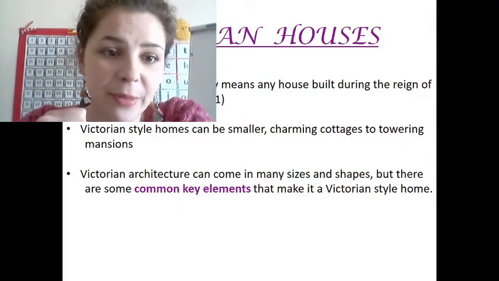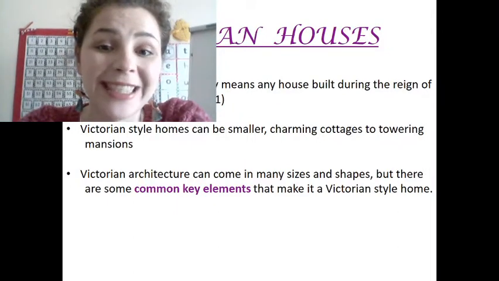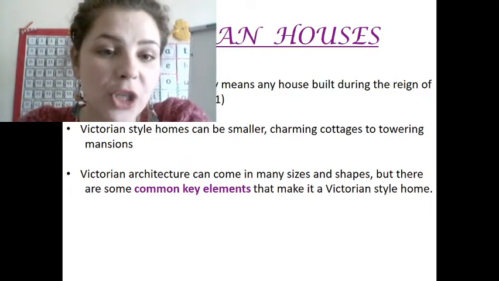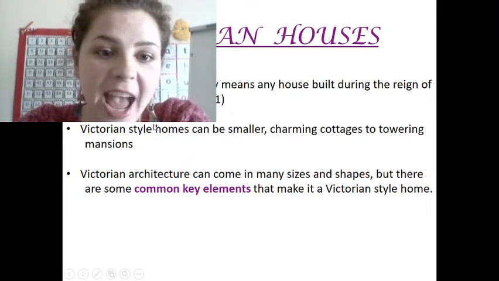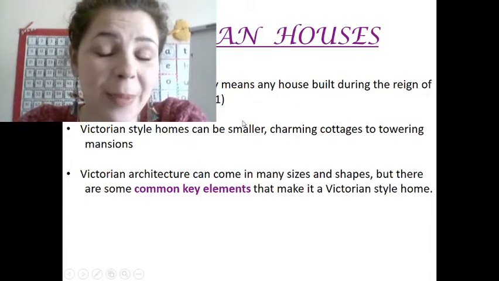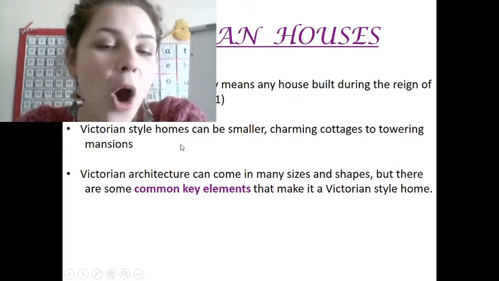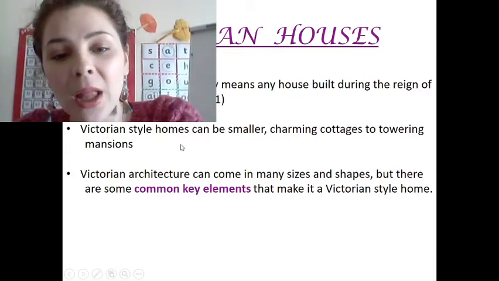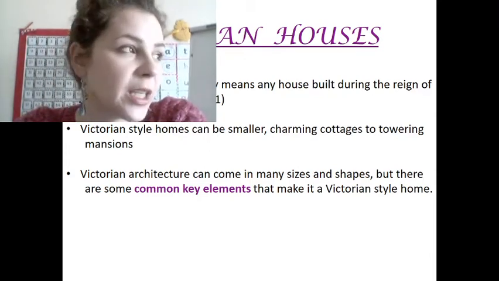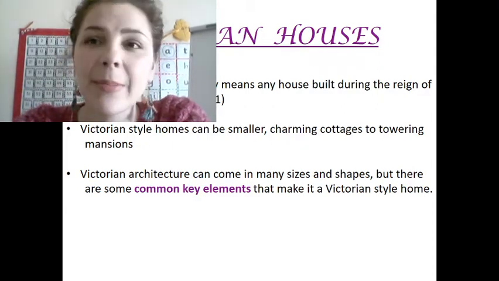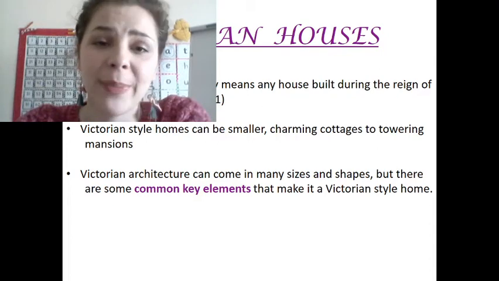So some general information: a Victorian house generally means any house built during the reign of Queen Victoria, which you can see the years here, that is 64 years. She spent 64 years as a queen. Now these houses can be small, charming little cottages, but they can also be an average sized house or a towering mansion. That means a very big house.